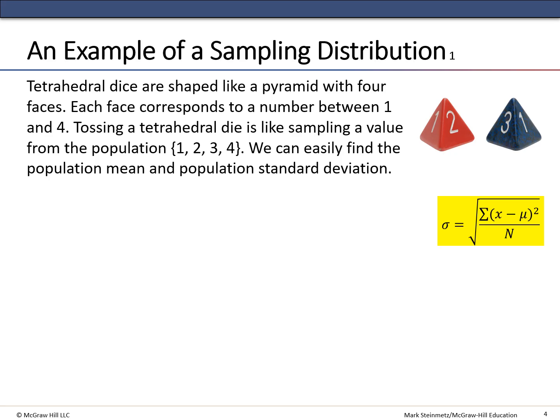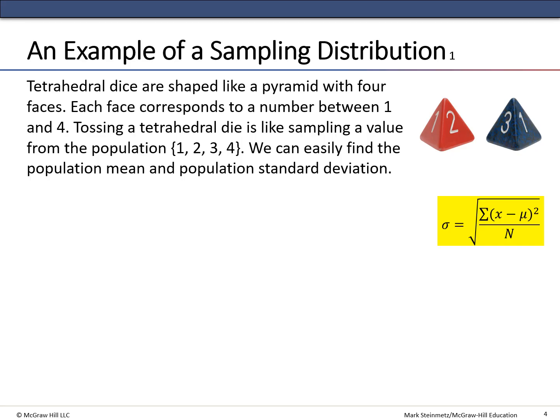So let's look at an example to help us understand this a little bit more clearly. Tetrahedral dice are shaped like a pyramid with 4 faces. A normal die is a cube with 6 faces, so this is very similar to problems we've done before with probability. On a tetrahedral die, each face corresponds to a number between 1 and 4. Tossing a die is like sampling a value from the population, and we could have 4 possible outcomes: 1, 2, 3, or 4. That is, when we roll the die, we will either get a 1, 2, 3, or 4.